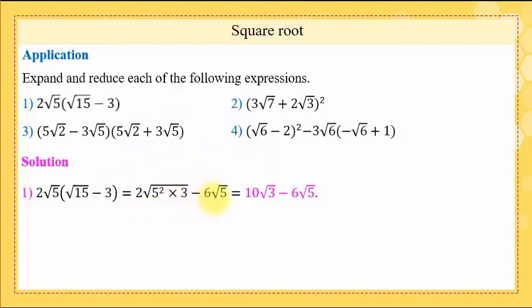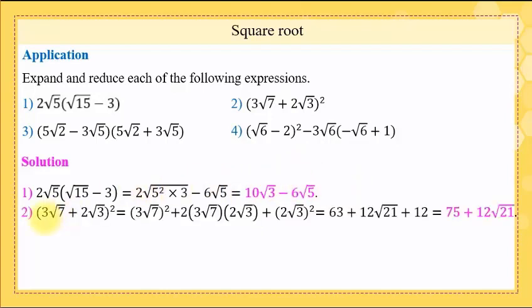Then minus 6 radical 5 when we multiply 2 radical 5 by 3. Finally, we reduce to get 10 radical 3 minus 6 radical 5. Here, we cannot subtract these two terms because we have unlike radicals.